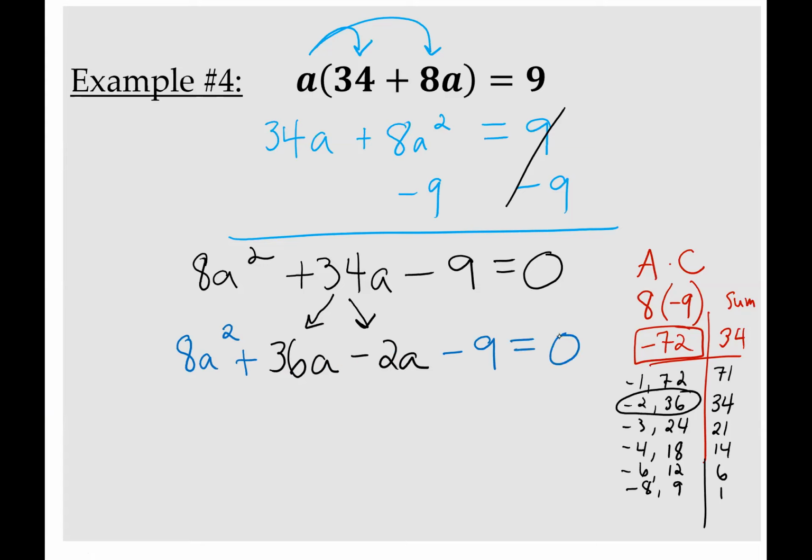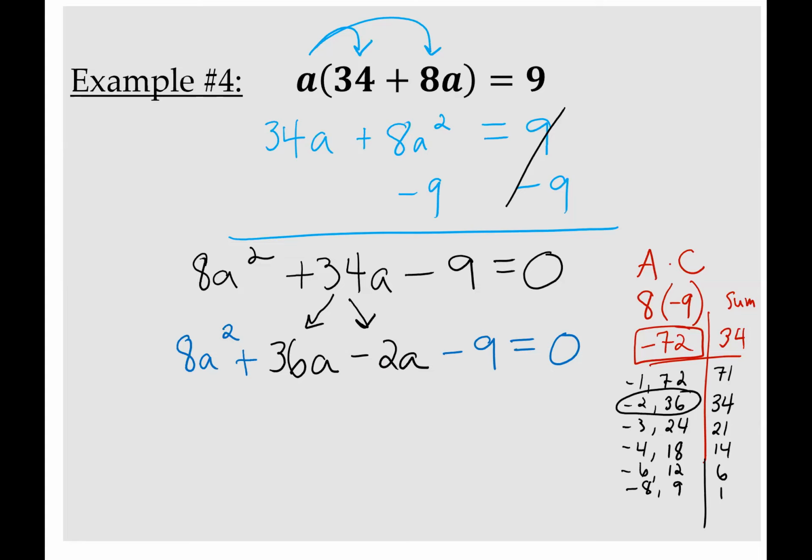I just want to take a moment right now to let you know I need to see some kind of work before you split apart that middle term. I believe I've mentioned this in other places lately. If all you have is just the 34 being split apart into 36a minus 2a, but you don't show any evidence of why that works, there's something missing, okay? It doesn't need to be a full complete chart like I wrote over here, but something that shows me that you did A times C and got -72, something that shows me that you understand where those numbers came from. Okay, so let's move on.